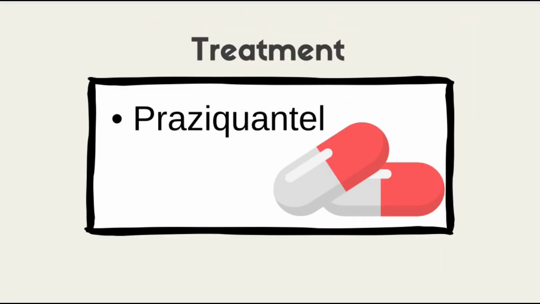The treatment of schistosomiasis is praziquantel. Praziquantel is actually an anthelmintic against these parasitic worms, so it is a drug that can kill these parasitic worms.